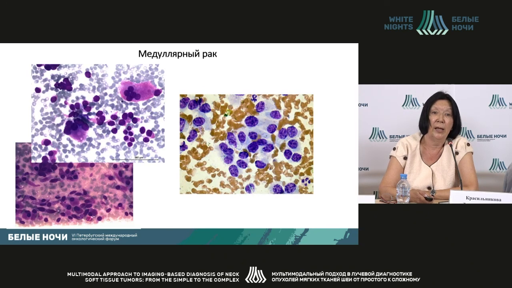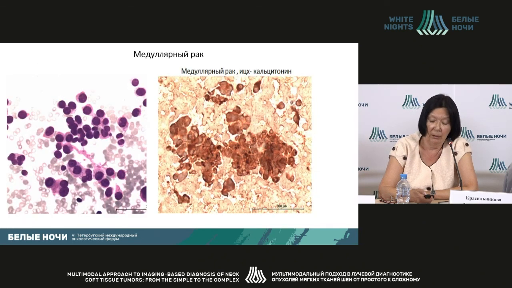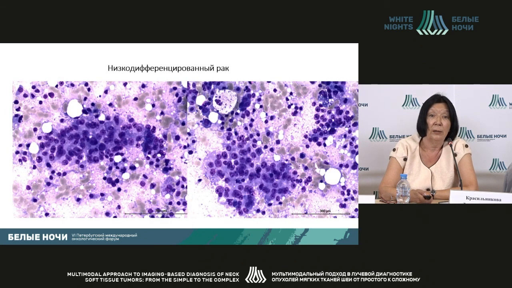They differ from medullary cancer. It's formed of thyroid epithelium cells. It may have different cytology signs. The cells may be of different structure. To the right, you can see typical nuclei that look like salt and pepper. To specify the diagnosis, we may use a rather frequent method used by cytologists. That is a calcitonin reaction. To the right, you see it.